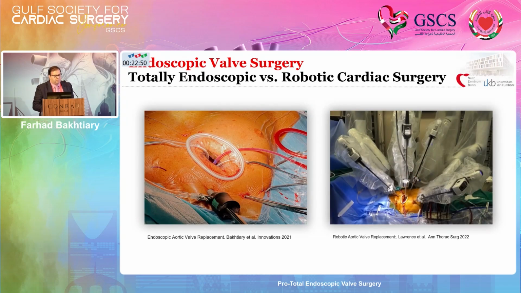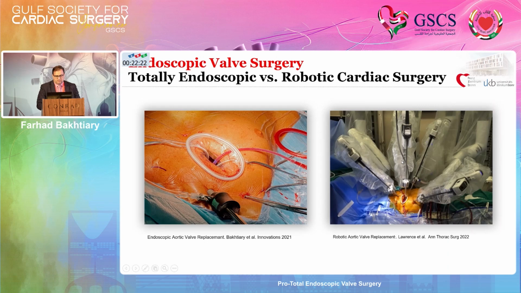You see two different sites of operations. On the left side, you see an endoscopic aortic valve replacement. Very simple. There is no rib retractor. You have a 3D scope. You have a Chitwood clamp, and this is the LV vent you can see, and you can do everything with the work port through the mini thoracotomy, a 4 centimeter incision.